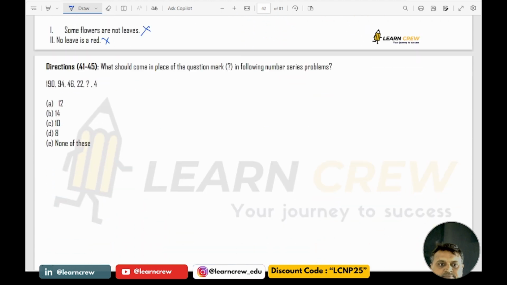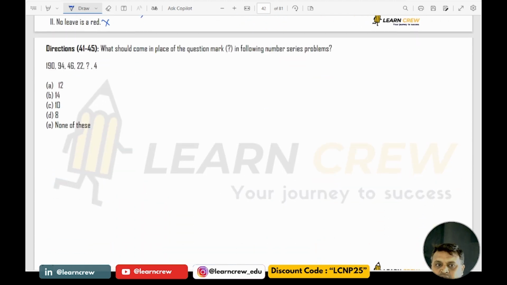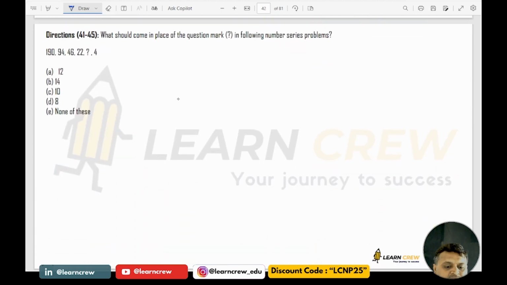Now next, questions based on quantitative aptitude. Now 190, 94. 190 by 2 is 95, so divided by 2 minus 1. Divided by 2 minus 1 is the logic. 22 divided by 2 is 11. 11 minus 1, 10 is the answer.